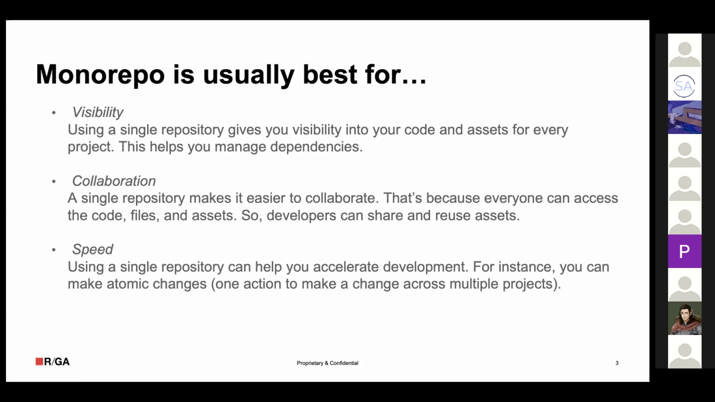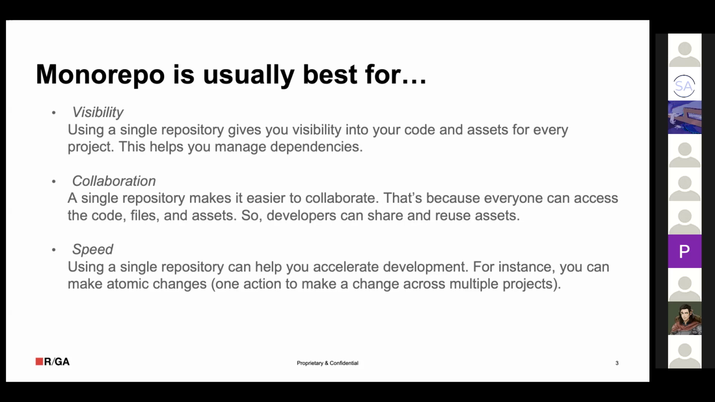Monorepo is usually best for, first, visibility, because when we are using a single repository, we can see all of the code for the multiple projects that we have. It helps us manage the dependencies. The second one is collaboration. By having a single repository, it's easier to collaborate because everyone can have access to every project, so developers can share and reuse components or assets.